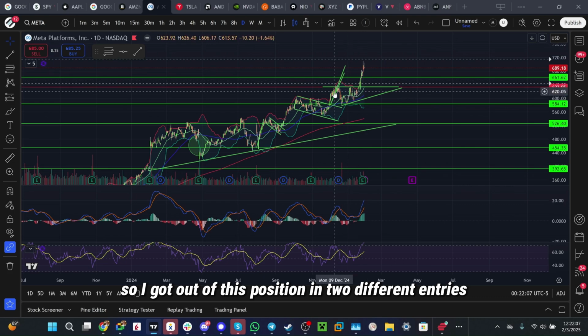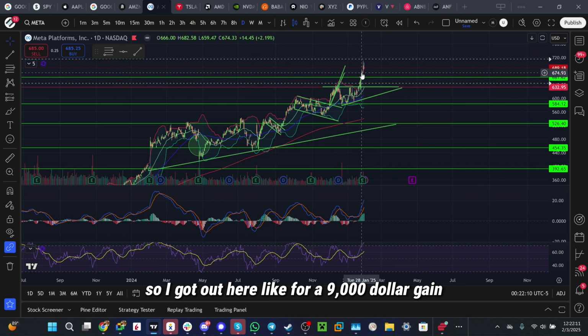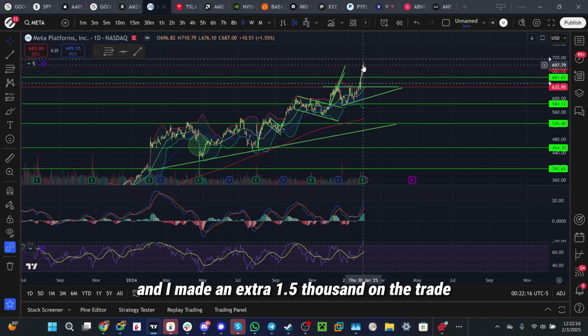So I got out of this position in two different entries. So I got out here for about a $9,000 gain, and then I re-entered with lower risk, and I made an extra 1.5 thousand on the trade, more or less.